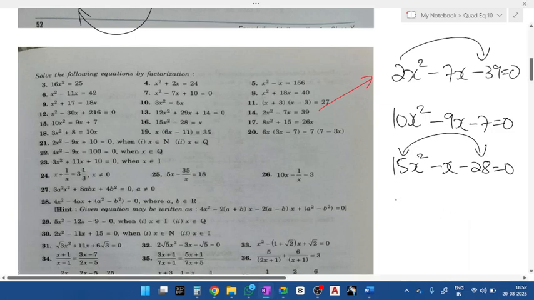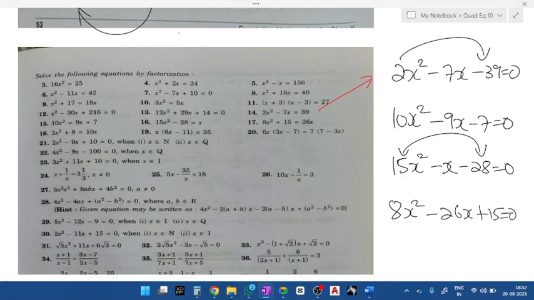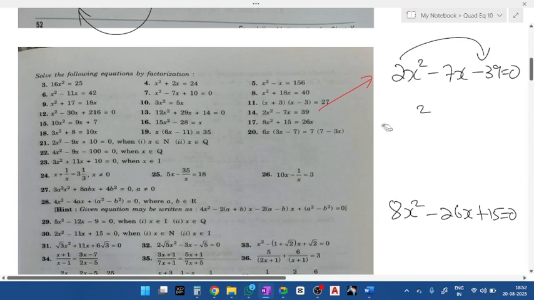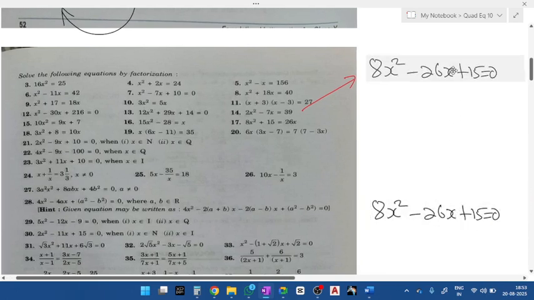Okay. Next one. 17th one. 8x square 26x plus. Okay. Try this 17th one, all of you. Skip the other questions. It's the same. 29. This is the question.